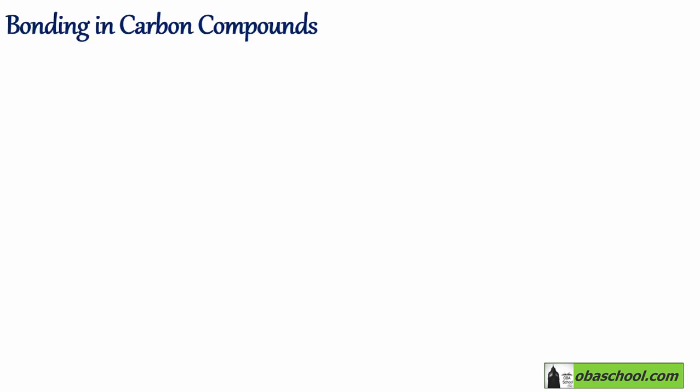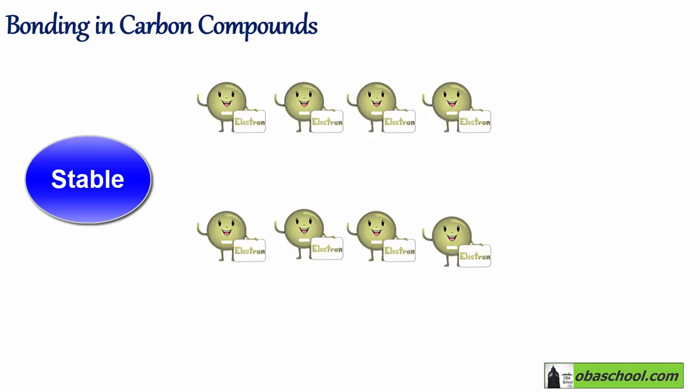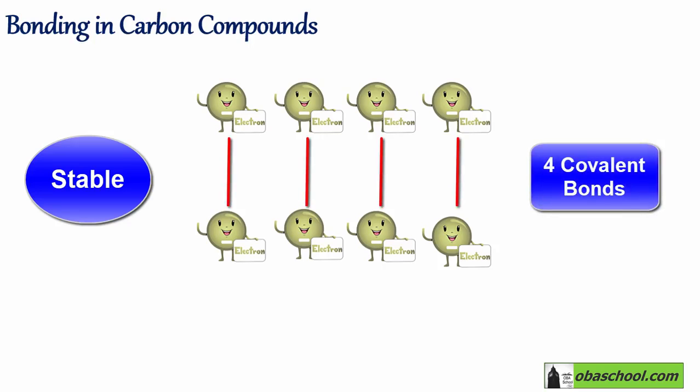So we know that for a compound to be stable, it must have 8 electrons in its outer shell. So in all stable carbon compounds, carbon will form 4 covalent bonds, which means that it has 8 electrons in its outer shell. Each covalent bond represents 2 electrons. So if we have 4 bonds, then this is a total of 8 electrons. So this atom will be stable.